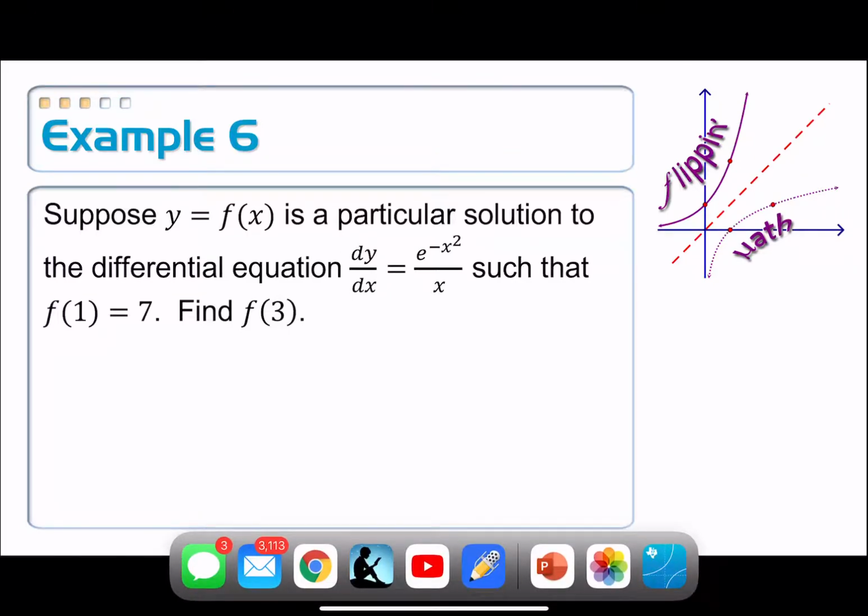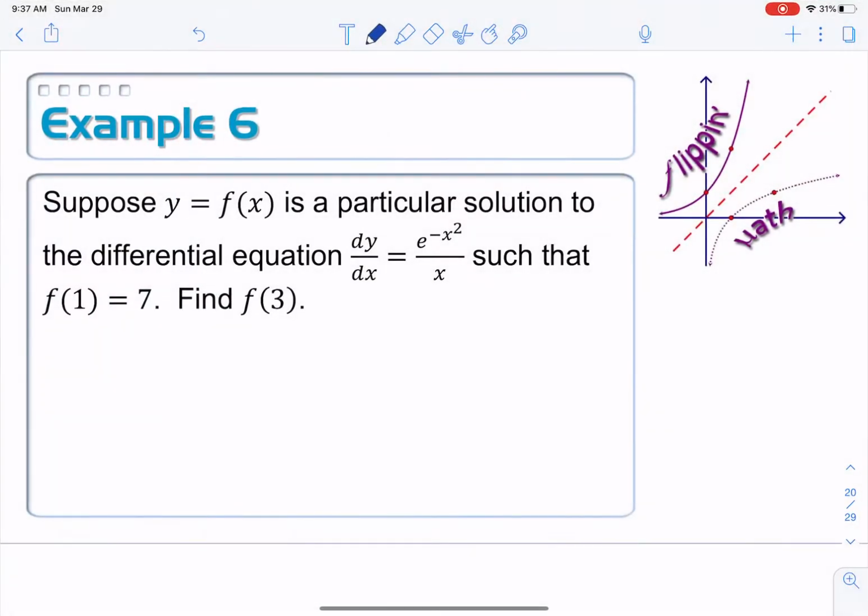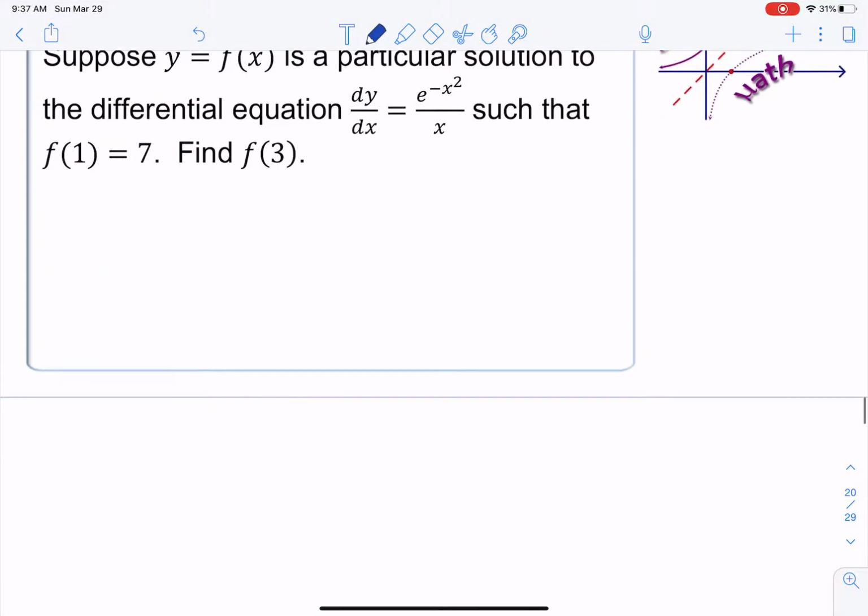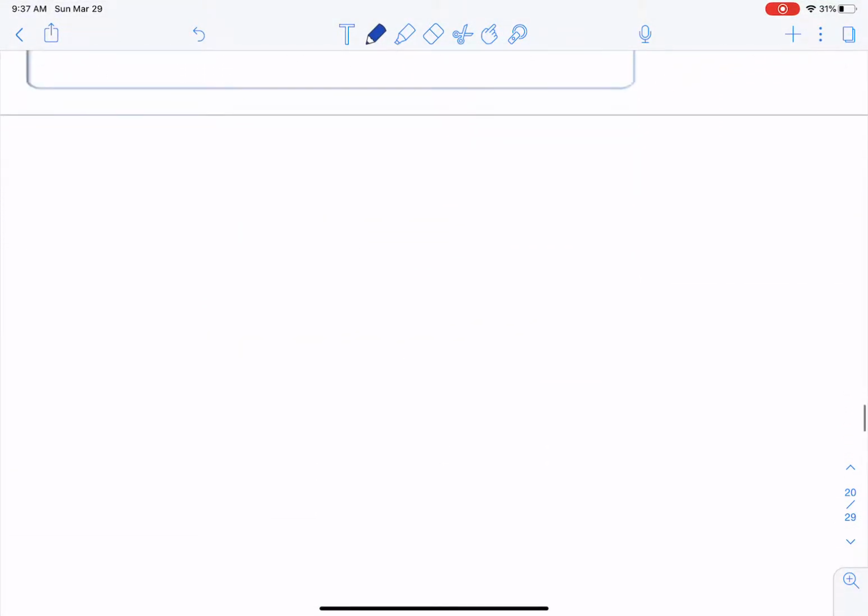We've already done like 5 previous examples. We've got a lot of experience with this. We know exactly what we're supposed to do. Example 6.